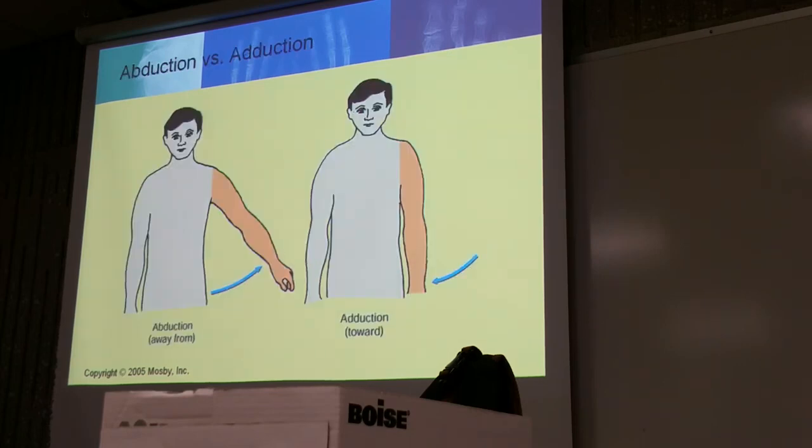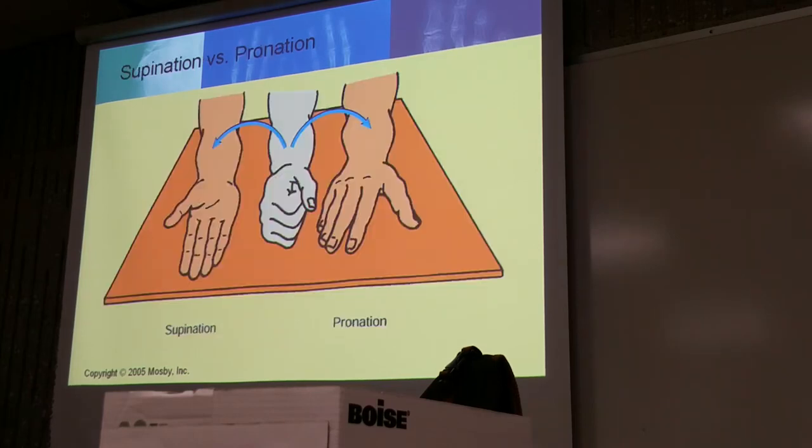You know the difference between abduction and adduction, okay, away and towards. Supination, okay? Pronation, palm down, supination up. You know how to remember supination, right? Give me some supper. Soup. Yeah, soup, give me some soup, give me my supper, okay.